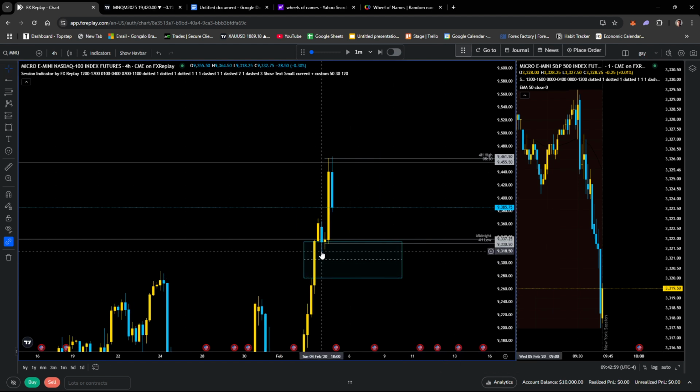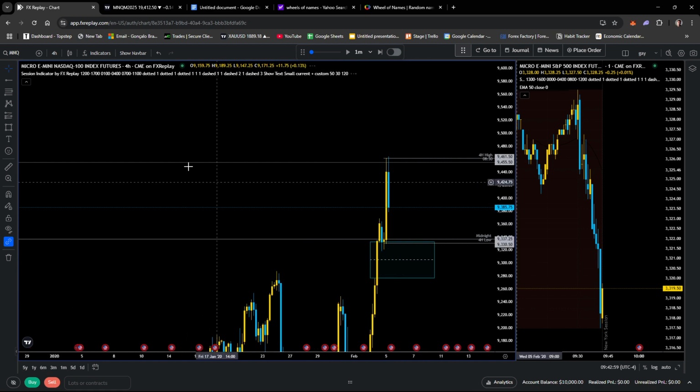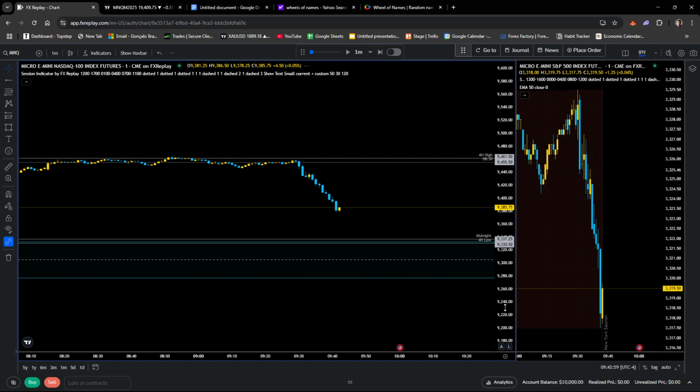Also, this low here is an A plus fair value gap. We've got a low inside a gap, making this an A plus area to target. So let's jump back down to the 1 minute.